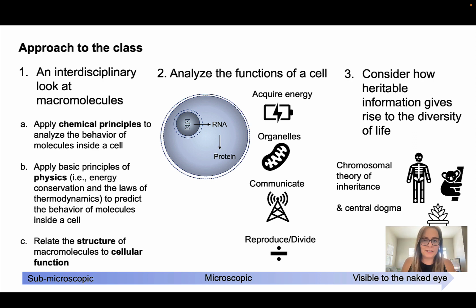So the difference between a human and a koala versus a succulent. We're going to examine the chromosomal theory of inheritance and then end with looking at the central dogma. So how is this heritable genetic information converted into an intermediate, which is RNA, and then turned into a protein? And for the most part, proteins are what does the work inside a cell.